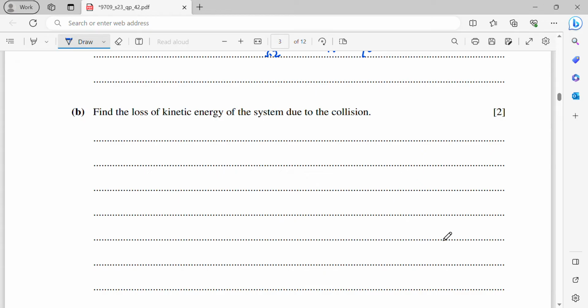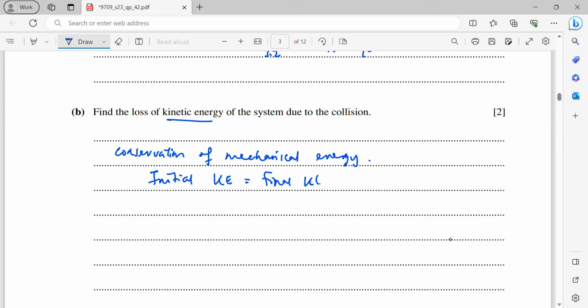Okay, now b, find the loss of kinetic energy of the system due to the collision. Okay, so now we need to refer to the conservation of mechanical energy. Alright, so initial kinetic energy, because it does not involve the PE here. So initial kinetic energy will be the same as the final kinetic energy.